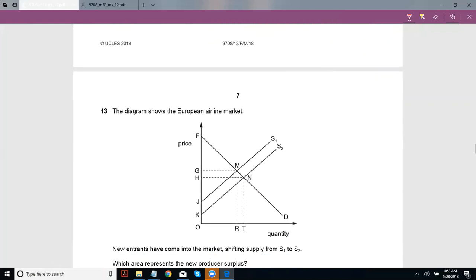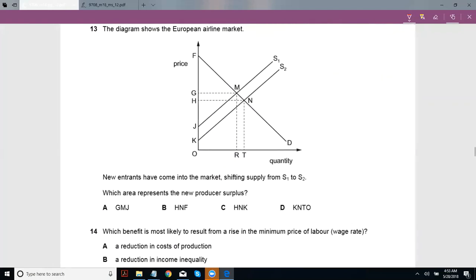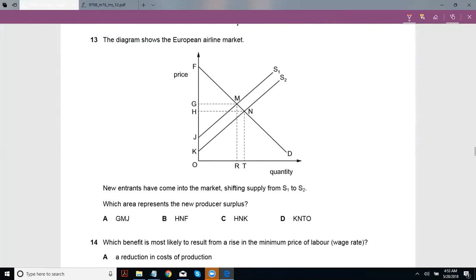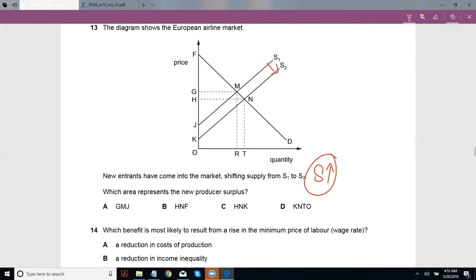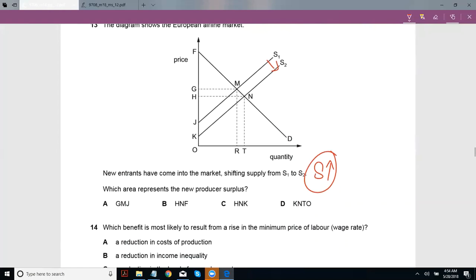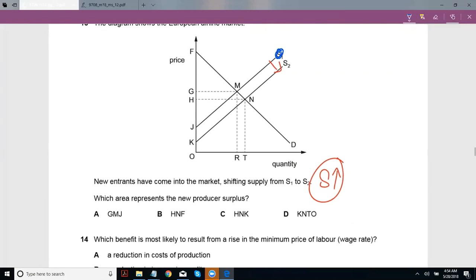Anyhow, so moving on. The diagram shows a European airline market. New entrants have come into the market, shifting supply from S1 to S2. So supply is increasing. It's shifting to the right, which means it's increasing. Which area represents the new producer surplus? So just forget the old supply. We don't care about that. We just care about the new producer surplus.